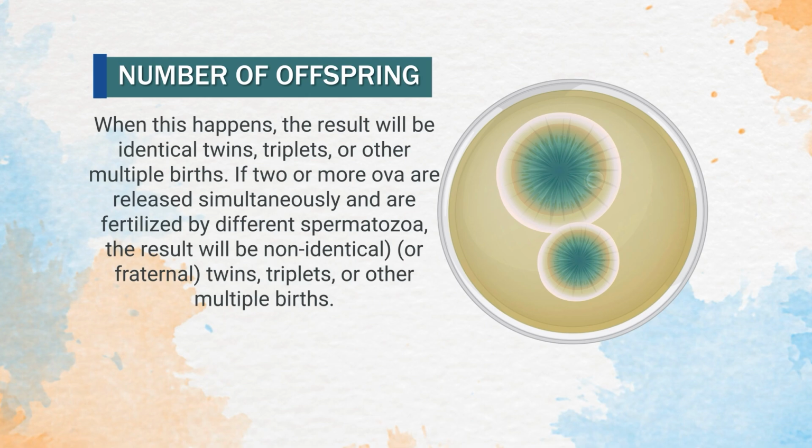If 2 or more ova are released simultaneously and are fertilized by different spermatozoa, the result will be non-identical or fraternal, like we say, identical twin or non-identical twin. Now, triplets or other multiple births can happen.